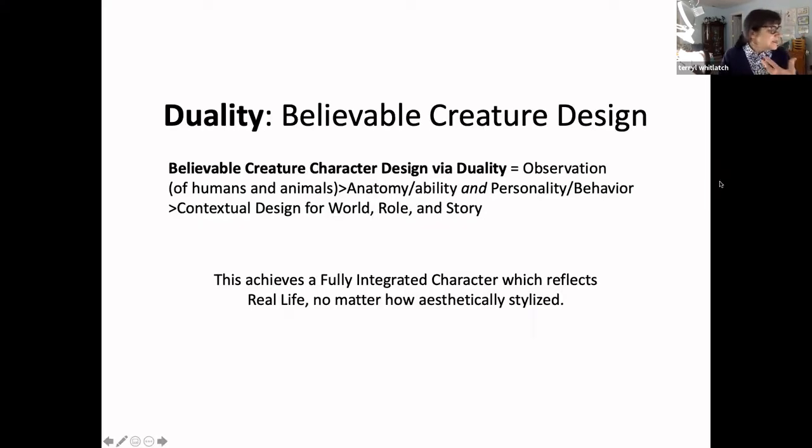All right, and so I just kind of have repeated myself, but the goal is to achieve a fully integrated character, which reflects real life, no matter how aesthetically stylized. And so you can have some very realistic looking creatures like in Star Wars or Star Trek. And then you have some really funny looking creatures or animals that you might see, for example, in Pixar productions like Up and The Incredibles, all that sort of thing.